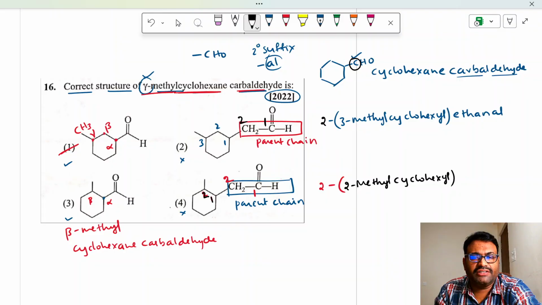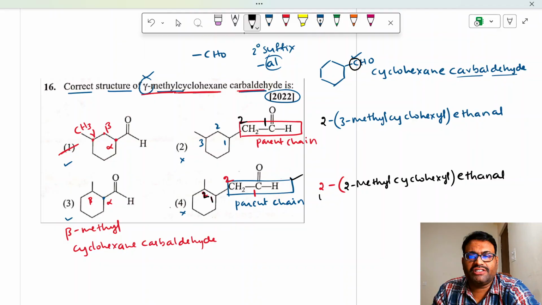So what is this? Cyclohexane, 6 carbon compound, cyclohexyl, right? This is the parent chain. In the parent chain, how many carbon atoms are there? 2 carbon atoms. So eth, carbon single bond, ane, and the functional group is al.